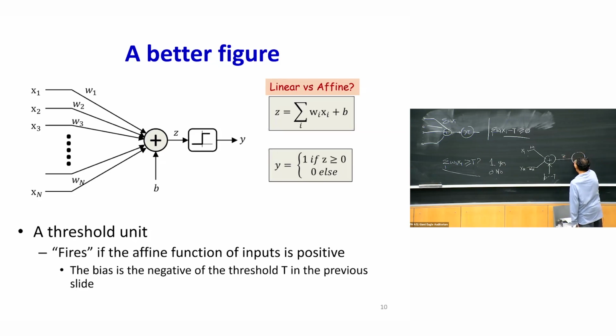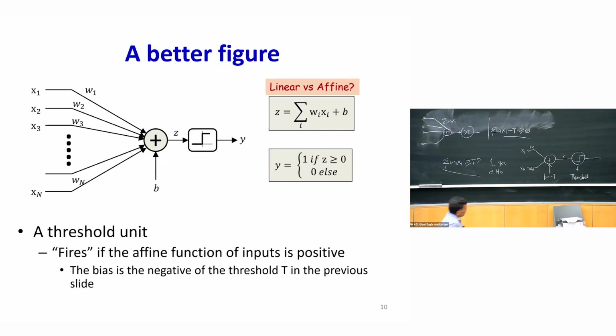And this goes through a function, which is a threshold activation, where the output is 1 if the input is positive, and the output is 0 if it is not. And these two models are exactly the same model.